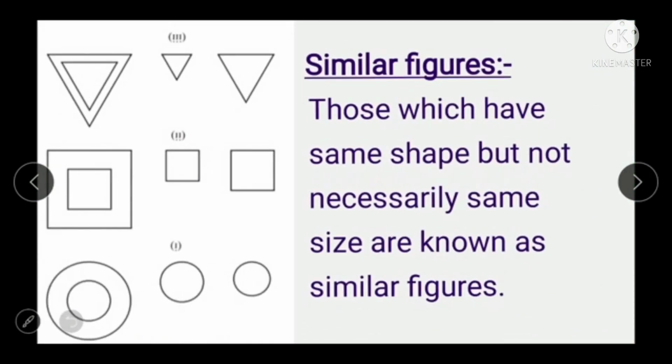Hence, we can define similar figures. Those which have the same shape but not necessarily the same size are known as similar figures. Like in this picture, these circles are of different size but the shape is the same. These squares and triangles are also in the same shape but in different sizes. Hence, they are all similar to each other.